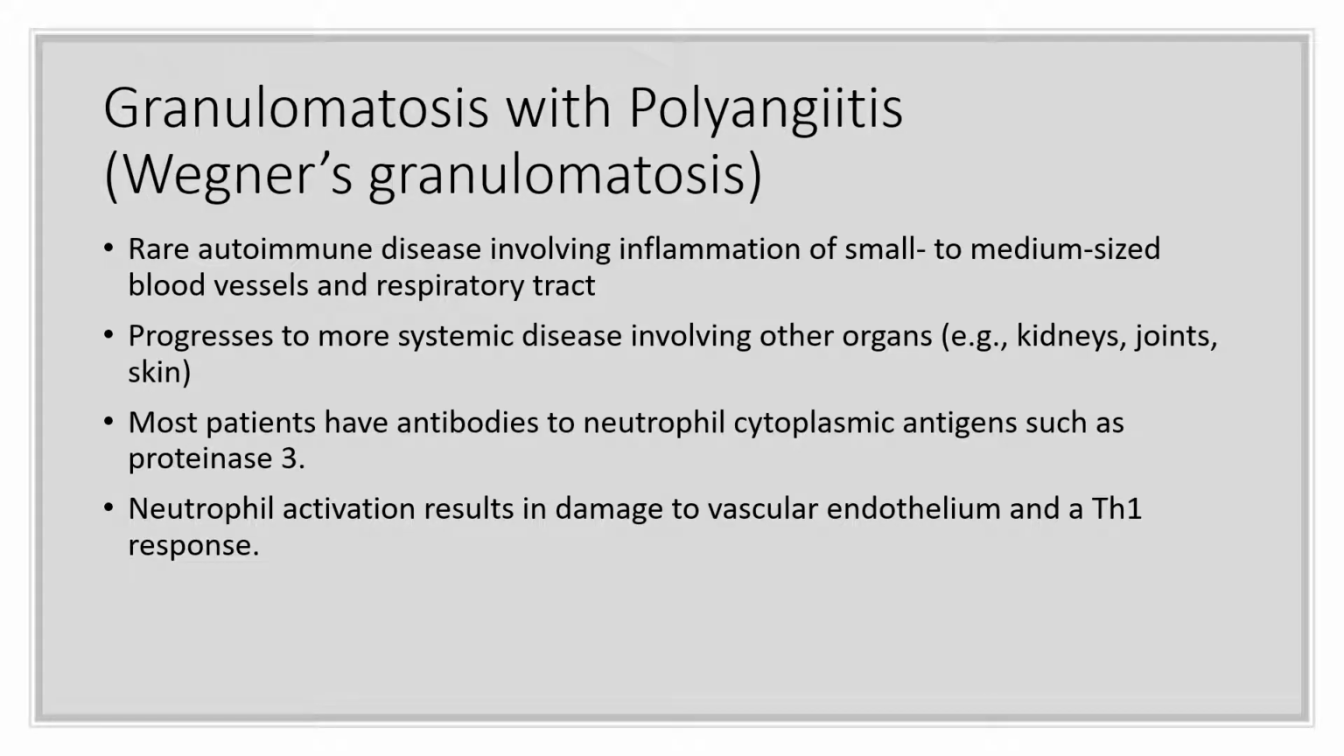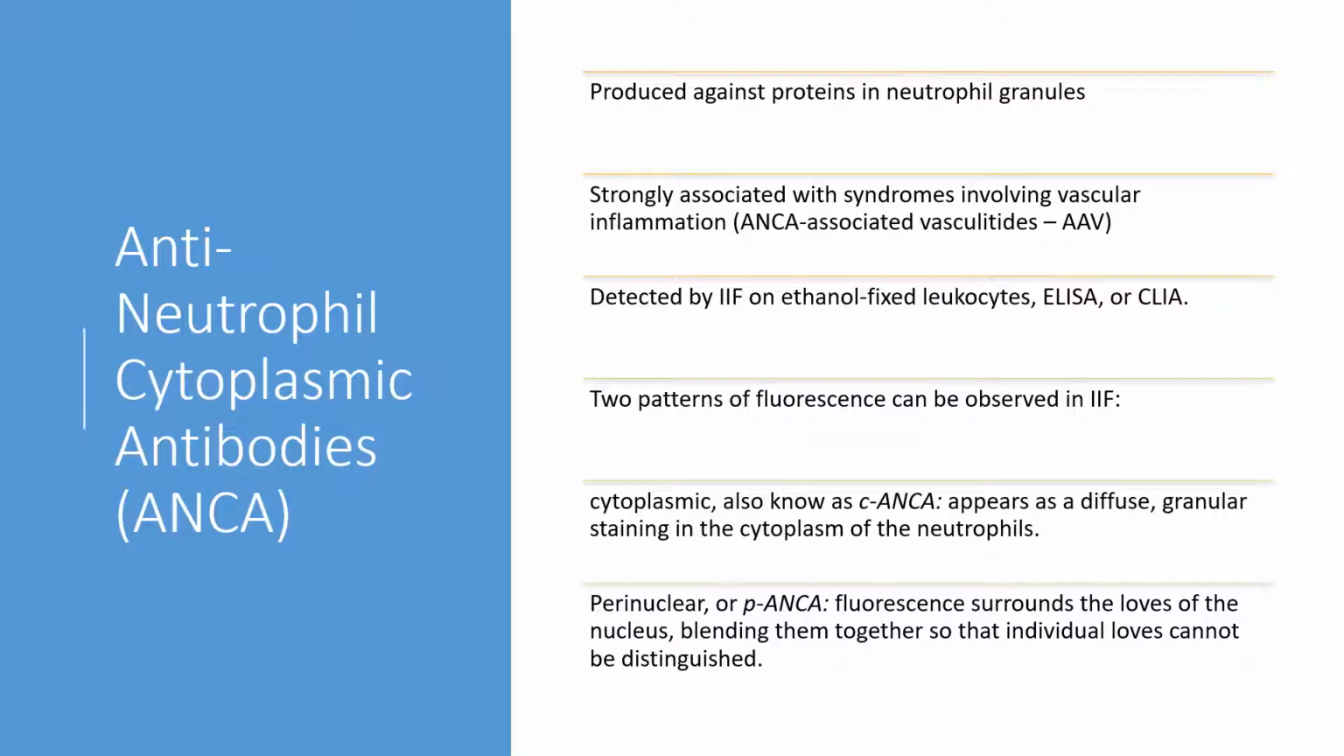Okay. Wegener's granulomatosis, which is a rare autoimmune disease involving the small to medium-sized blood vessels. Most patients will have antibodies to neutrophil cytoplasmic antigens, and this results in damage. Hence the word granulomatosis. This is getting kind of into organ specific.